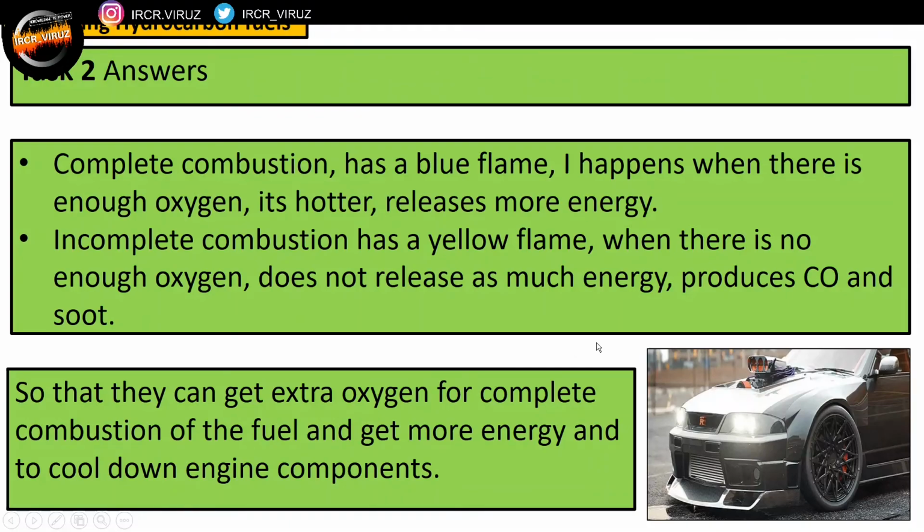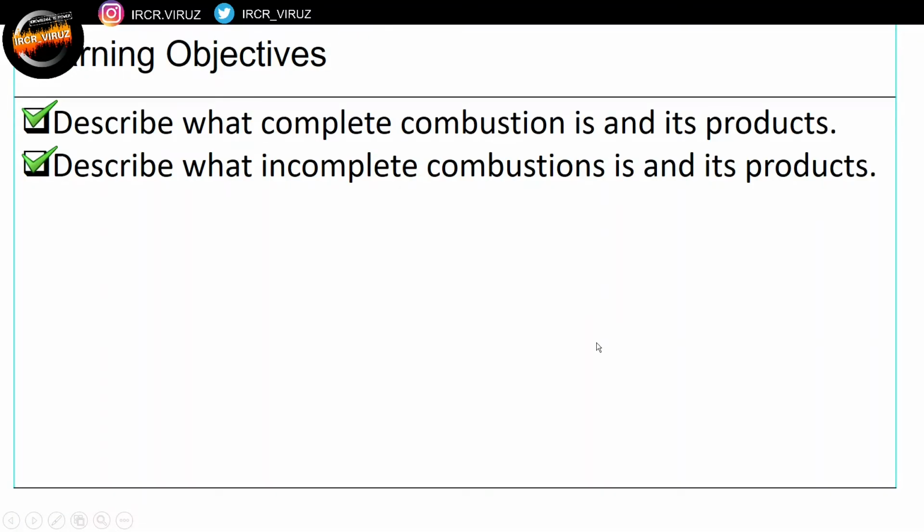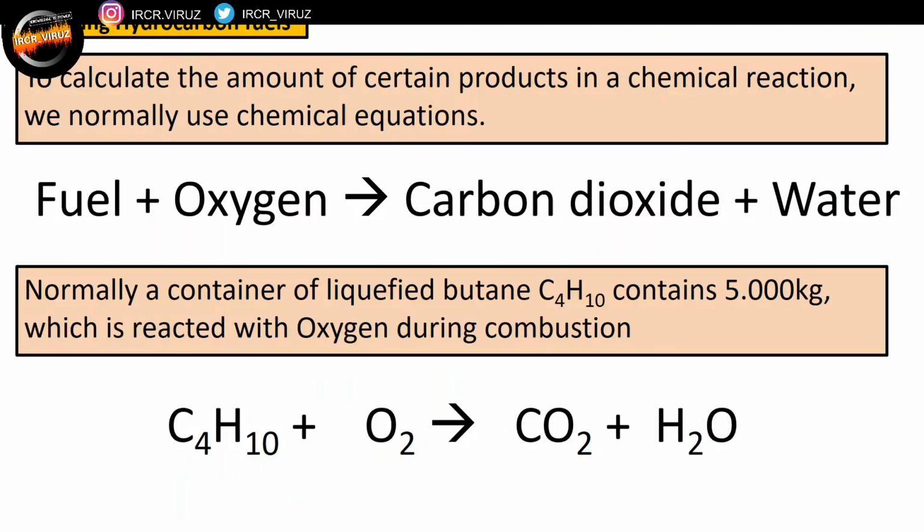Right, so let's move on. By now, you should be able to describe what complete combustion and its products are. You should be able to describe what incomplete combustion and its products are as well, okay? So now we have to look at how to calculate the amount of certain products in a chemical reaction, and we normally use a chemical equation, okay? This is a part that is a bit difficult for you guys, if you find difficulty with this, obviously. So I'd like you guys to pay attention. It's not like you can't rewind the video, but in any case, let's just go for it.